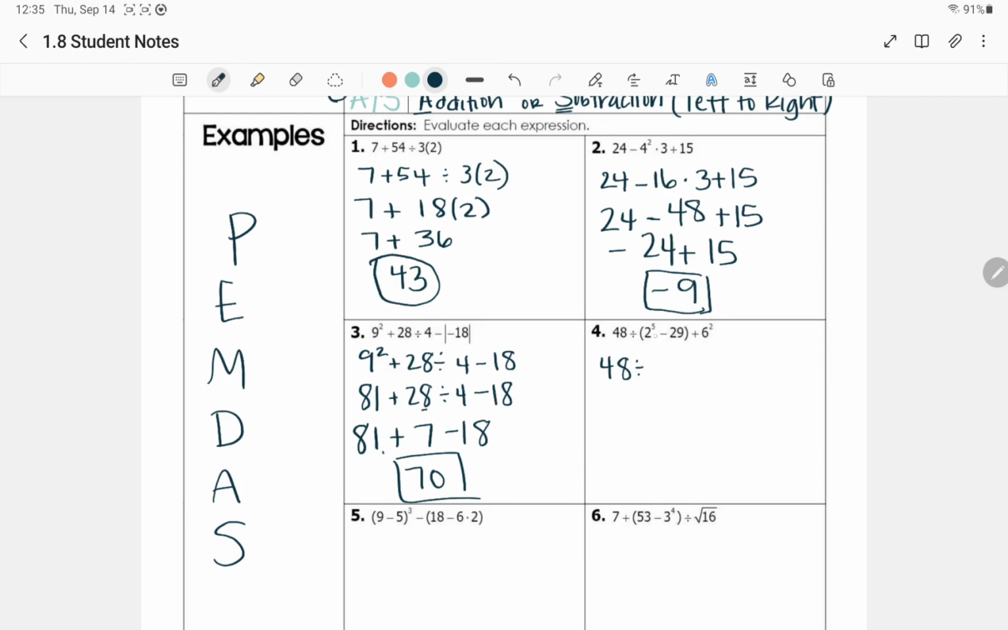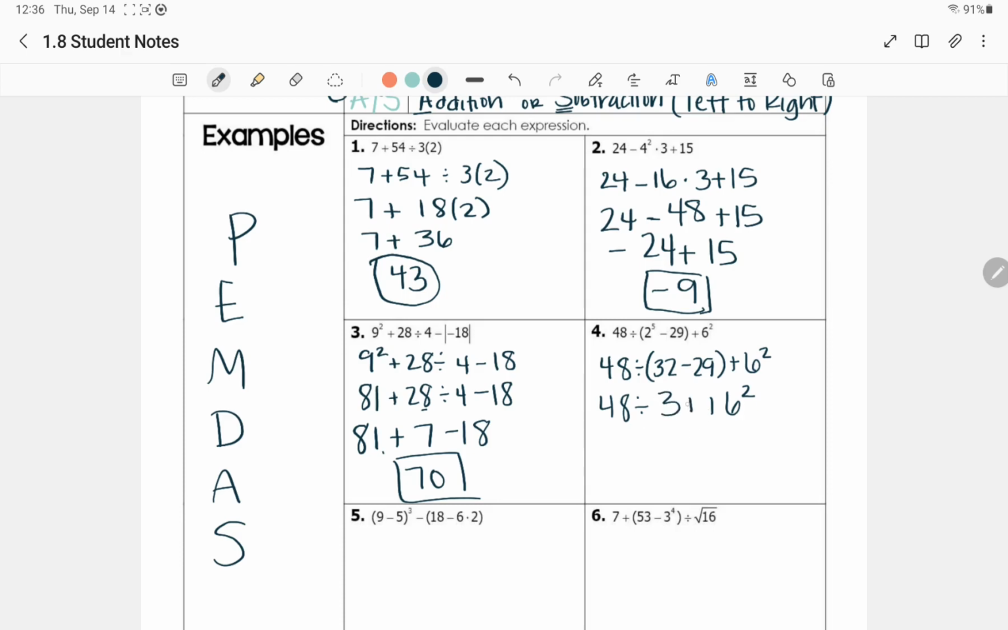48 divided by 5 times 5 times 5 times 5 is 32. Let's see, 32 minus 29 plus 6 squared. So then I need to do 48 divided by, what's 32 minus 29? I think it's 3, plus 6 squared. All right, I got my 3 in there. I still need to do my exponent. So all my parentheses should be gone now. Well, they need to be gone because I did everything in them.